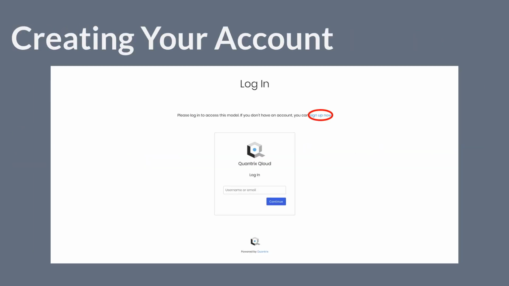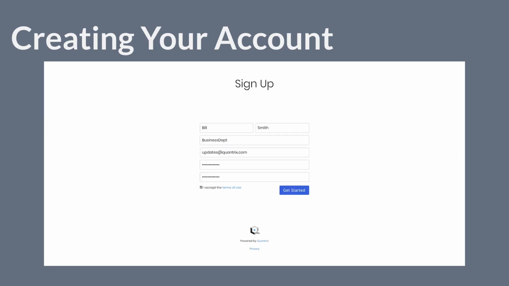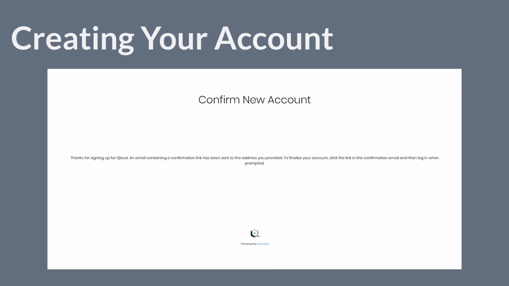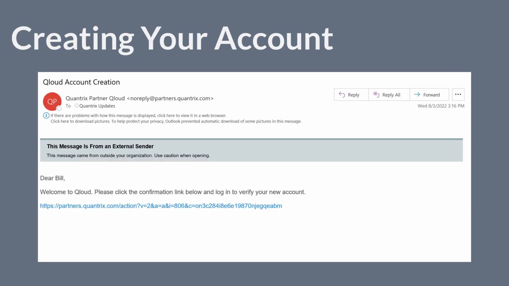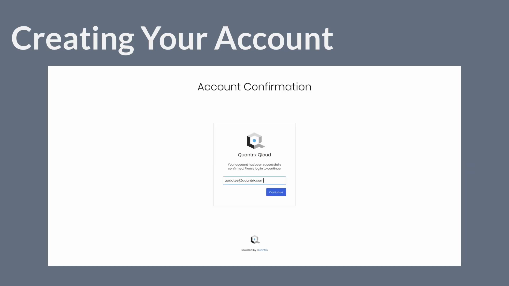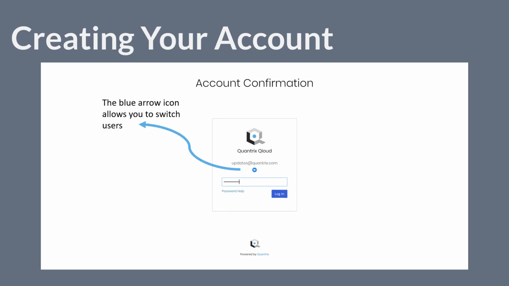Once you've clicked the access link, you'll be redirected to a page that looks like this. If you already have a Qloud account, you can go ahead and sign in. If, however, you're brand new to Qloud, you can click Sign Up Now, highlighted in red. You'll enter your name, create a username, enter your email, and set up a new password to get started. And now that you've signed up, you just need to confirm your account. Simply click the link in the automated email you just received. Then fill in your email or username. Next, enter your password. You'll also notice there's a blue arrow icon, which allows you to switch to a different account.